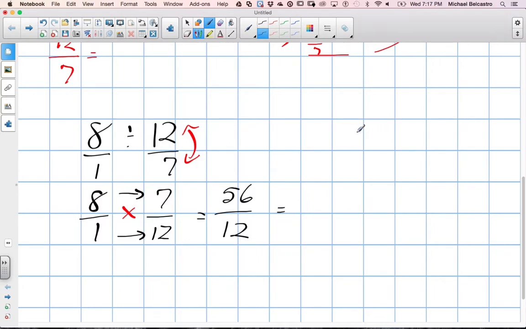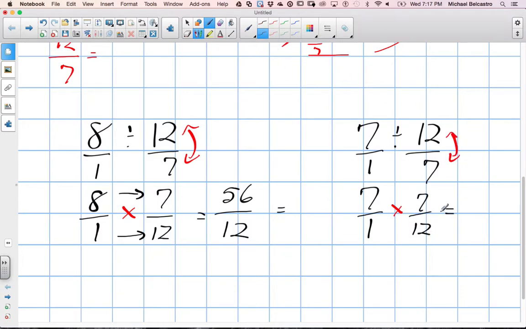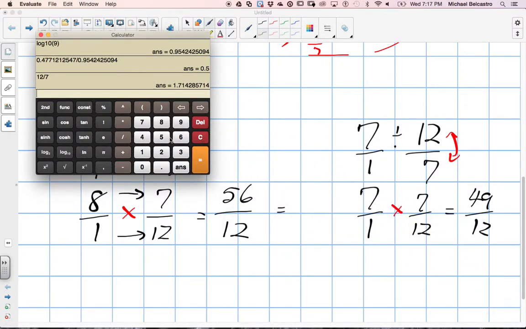And we'll do the same thing with the number 7. 7 divided by 12 over 7, okay, ends up becoming, think of it like 7 over 1, times the inversion of this, which is 7 over 12. That equals 49, 7 by 7, over 12. So we can find out our decimal values. Fractions are technically correct. 56 divided by 12.